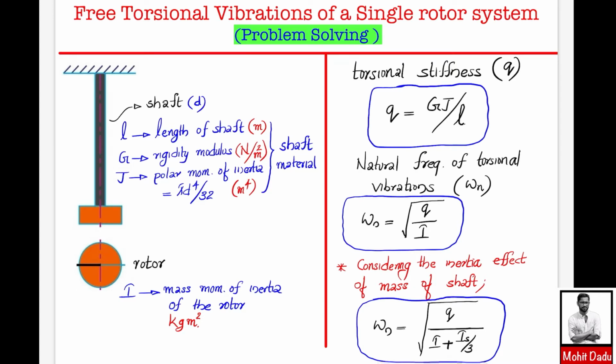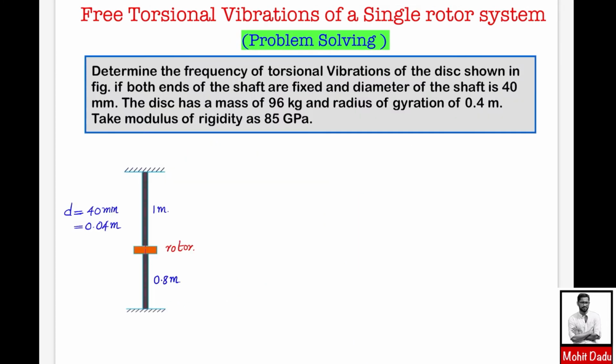And now let's see the problem on torsional vibrations of a single rotor system. Here we have to determine the frequency of the torsional vibrations of this disc or rotor, which is on a shaft whose both ends are fixed. The rotor is in the middle, and the shaft diameter is 40 mm, that means 0.04 meter, and the disc has a mass of 96 kg and its radius of gyration is given. The mass and radius of gyration are required for evaluating the mass moment of inertia, and we have to consider the modulus of rigidity as 85 gigapascal.